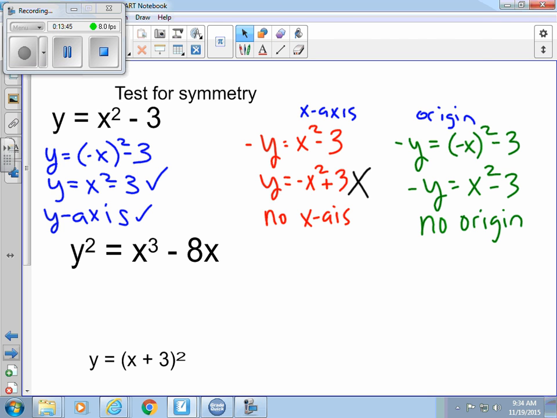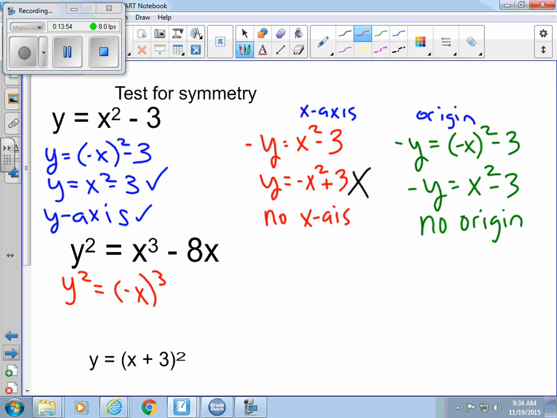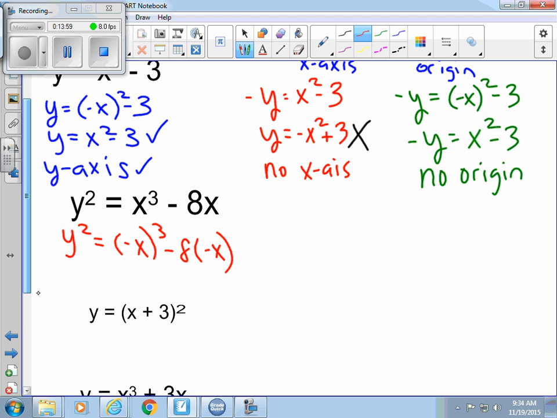Okay, so plug in negative x. When I cube, does a negative go away? No, it stays there. So this is just negative x cubed plus 8x. Is that the same as the original? No. So, it does not have y-axis symmetry.